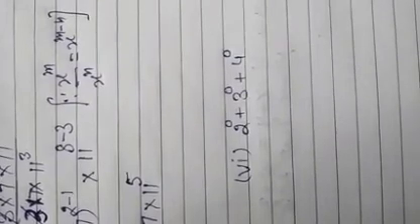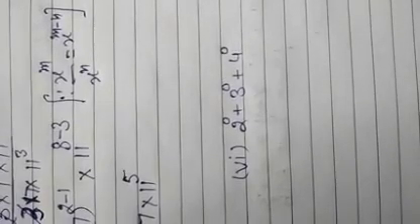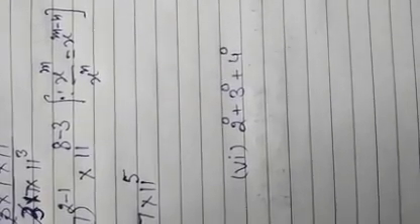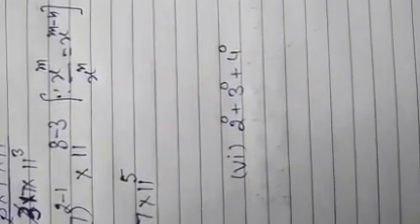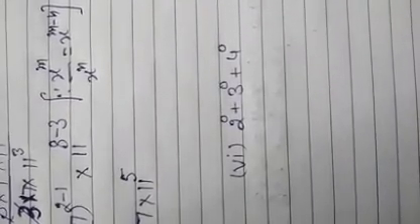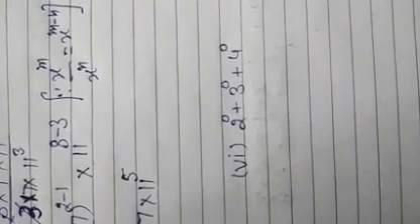Now go to the next question. Student, in this question we have given that 2 raised to the power 0 plus 3 raised to the power 0 plus 4 raised to the power 0, and we have to solve it. For this we have to use the identity that x raised to the power 0 is always equal to 1. So we will apply the same identity here and solve it.